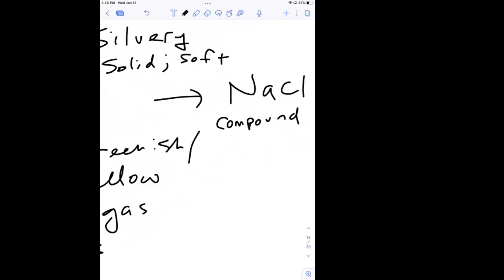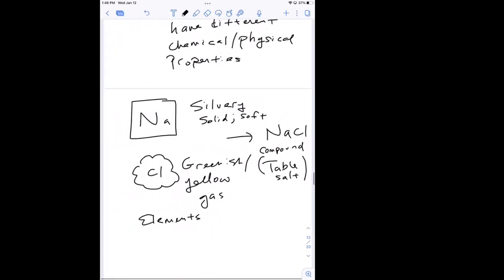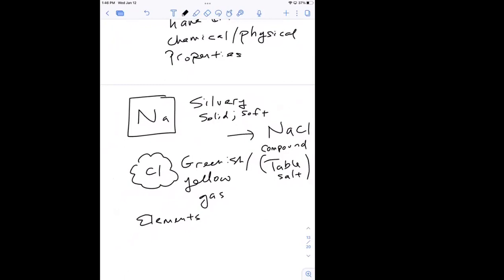Right, so that's different. This is table salt. I'm sure most of you already knew that, but that's where it comes from, combining the elements of sodium and chlorine.